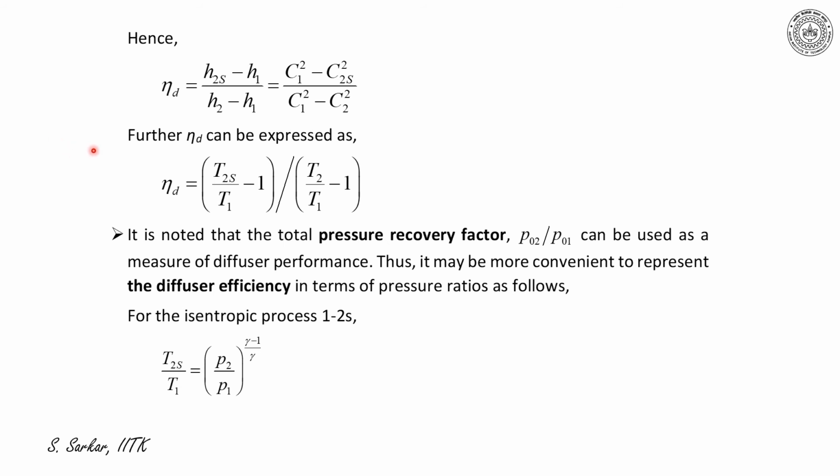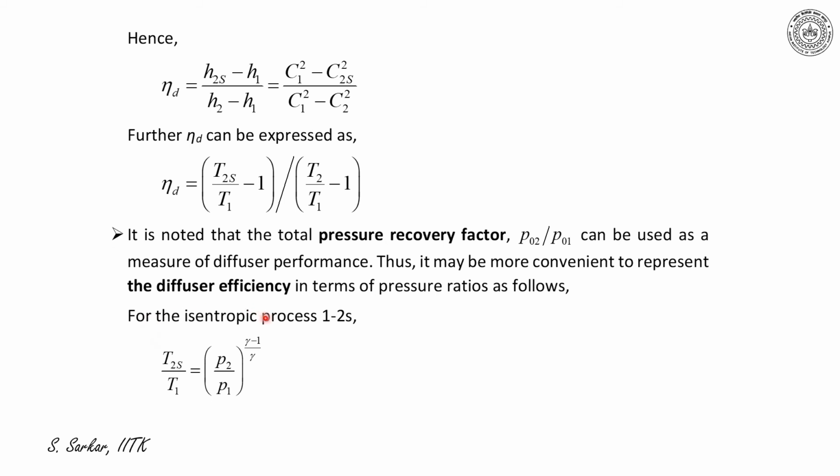Furthermore, eta D can be expressed in terms of temperature as eta D is equal to (T2s divided by T1 minus 1) over (T2 by T1 minus 1). It is noted that the total pressure recovery factor P02 by P01 can be used as a measure of diffuser performance.